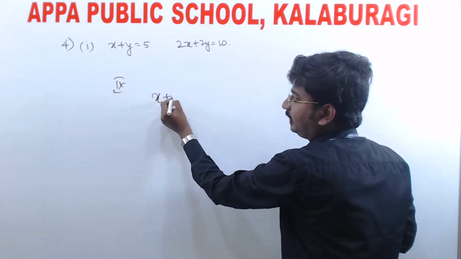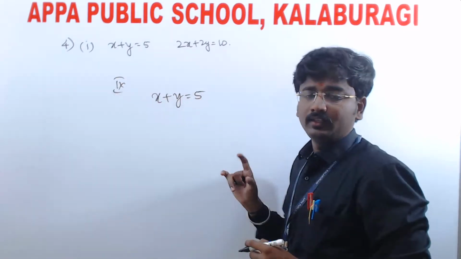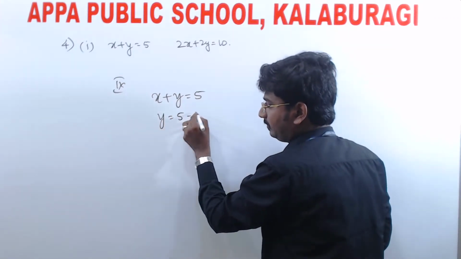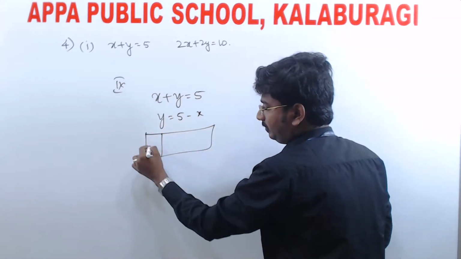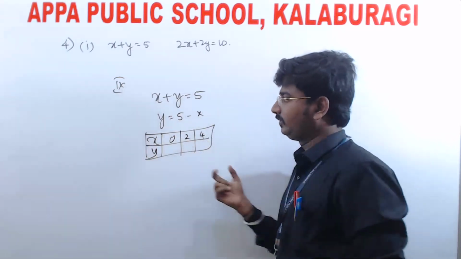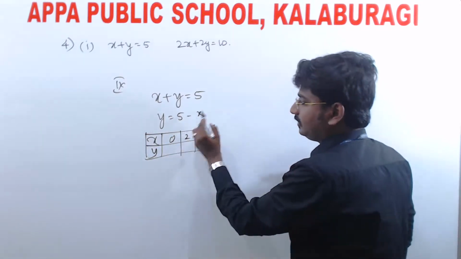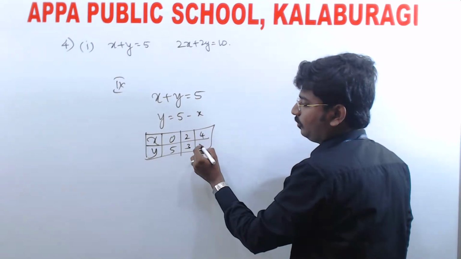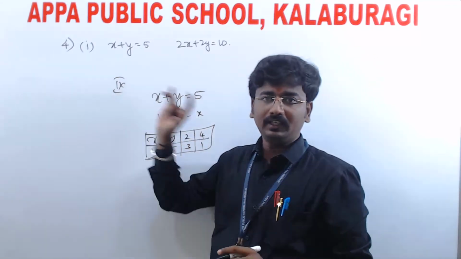Think that you have the equation x plus y equal to 5. There are 2 methods. One, what you used to do is write y equal to 5 minus x. Then you make a table in this way, x and y. You take some random values. If x is 0, y is 5. If x is 2, y is 3. If x is 4, y is 1. Then you used to draw the graph.